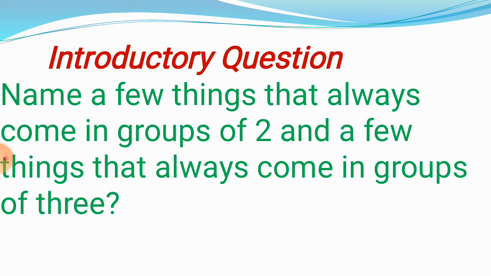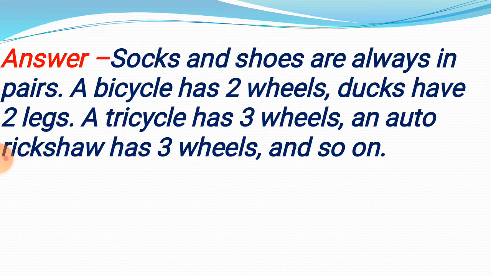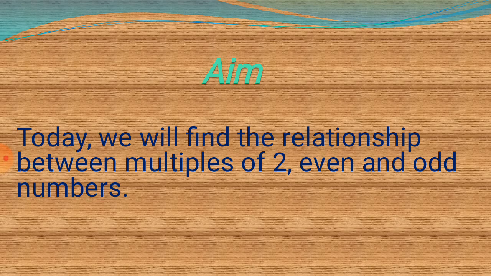Which things do you use in pairs and which vehicles have 3 wheels? Children, here our answer is socks and shoes are always in pairs, and you know a bicycle has 2 wheels, ducks have 2 legs, a tricycle has 3 wheels, and an auto rickshaw has 3 wheels, and so on. So children, our aim today is to find the relationship between multiples of 2, even and odd numbers.